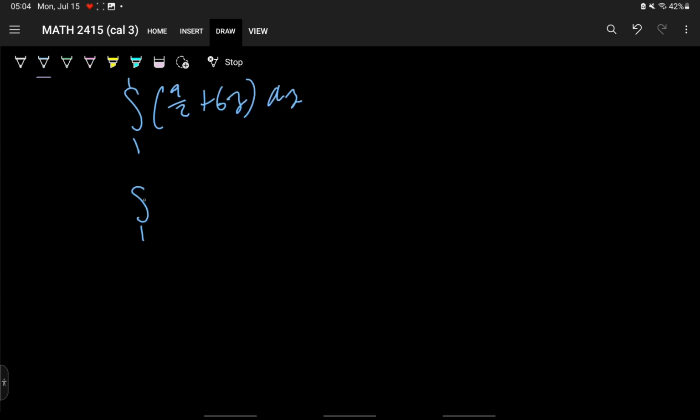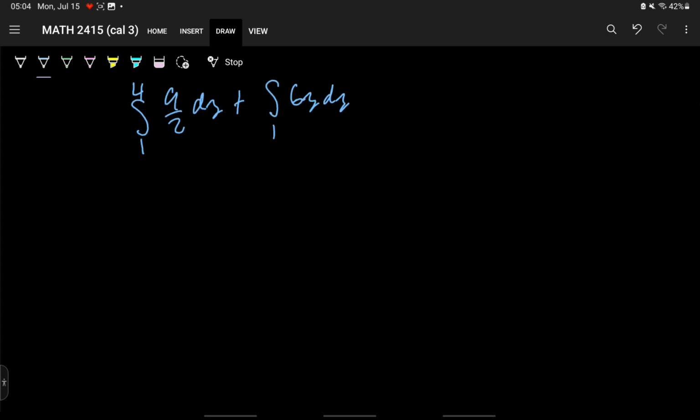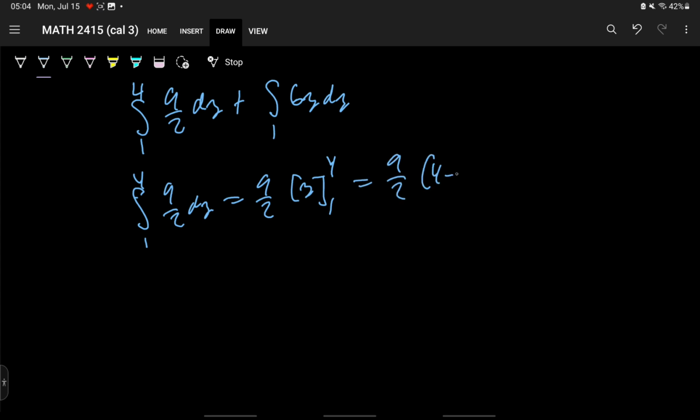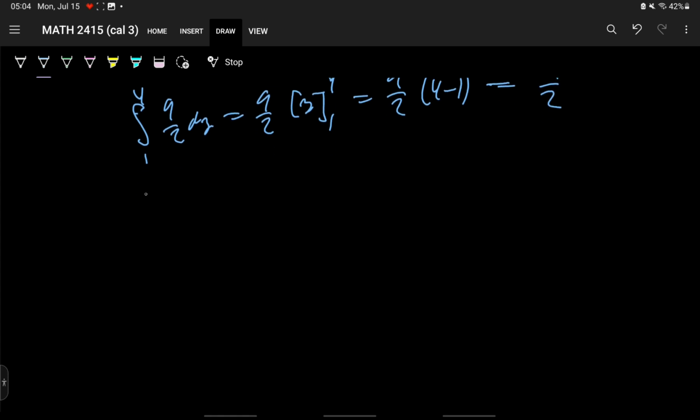And again, we have to separate the terms, so we're going to have the integral from 1 to 4 of 9 over 2 dy plus the integral from 1 to 4 of 6y dy. So let's take a look at the first integral, which is the integral from 1 to 4 of 9 over 2 dy, and that's just going to be 9 over 2 y from 1 to 4, which is 9 over 2 times 4 minus 1, which is 27 over 2.